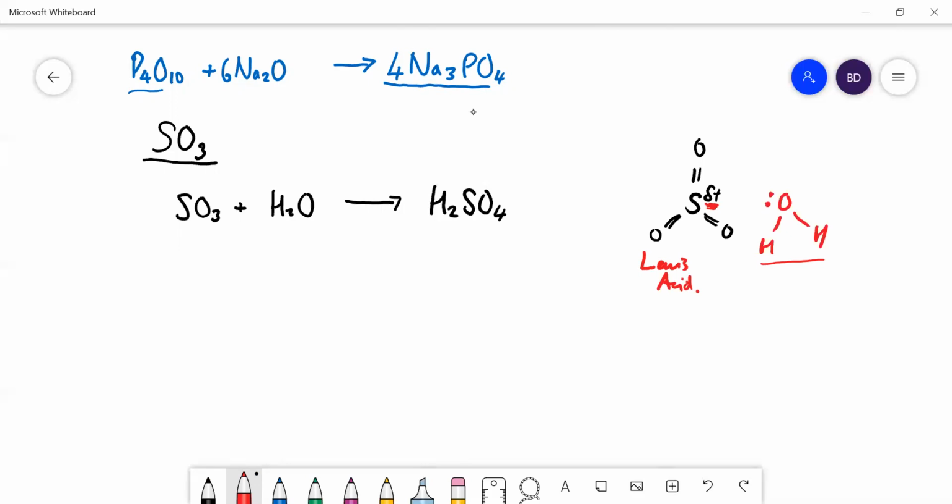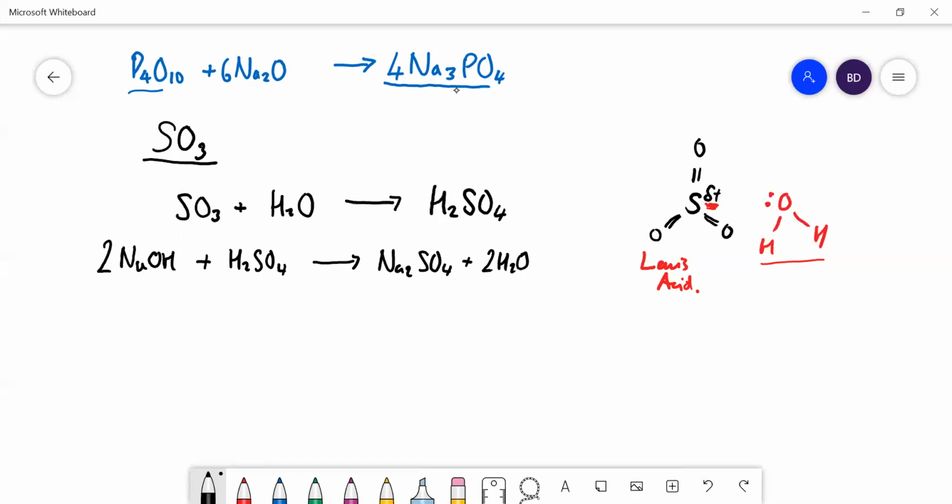Now let's see what salt we would get if you react sulfuric acid with NaOH. So you get NaOH plus H2SO4. Well, we all know the sulfate ion has got a charge of 2 minus, so the salt's going to be Na2SO4, and we're going to get 2 water molecules. We're going to put a 2 there. We get 2 H2O. So that's the salt we get if we add, this is a Bronsted-Lowry acid.